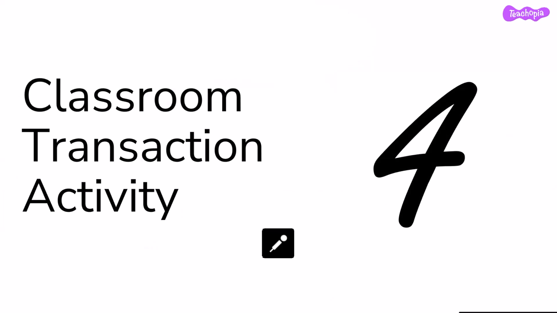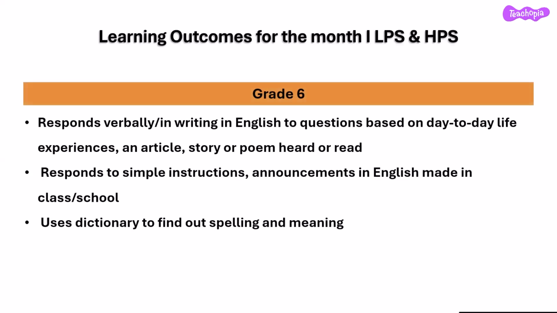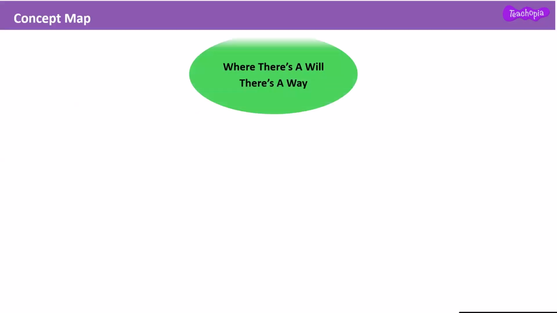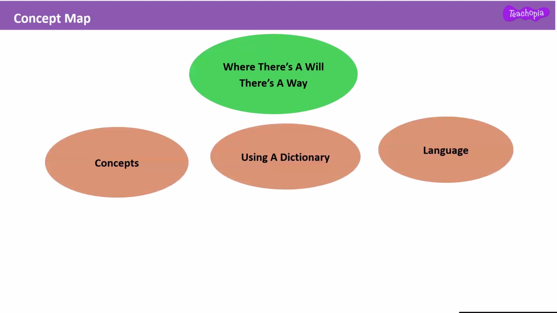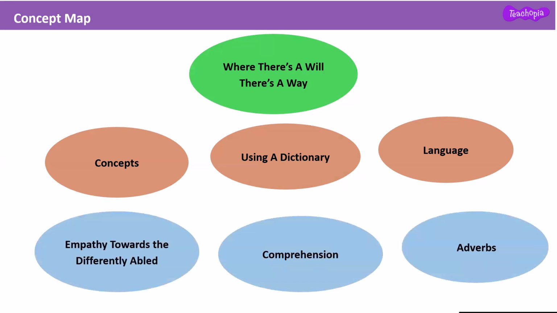Moving on to the classroom activity, which is for grade 6 learners. These are some of the learning outcomes which can be mapped to the activities we can see further. So the activity is all about the chapter, where there is a will, there is a way. So this is the concept map we can see. So we can cover some of the concepts, and also we can make sure the children will be using a dictionary to learn the new vocabulary along with the language learning that takes place.